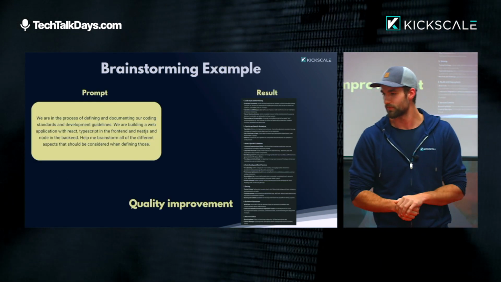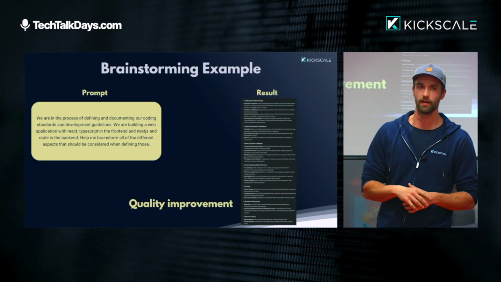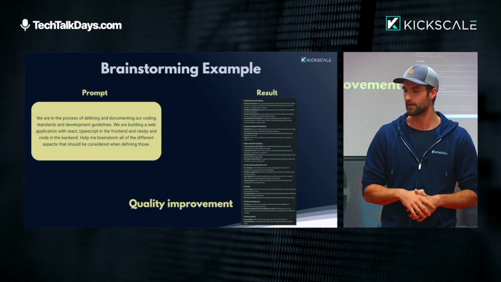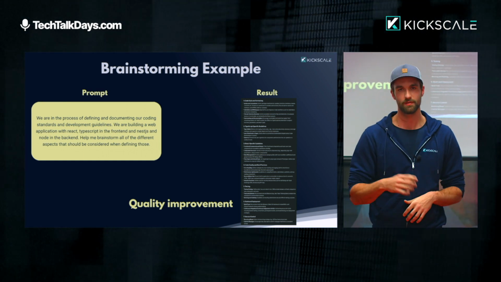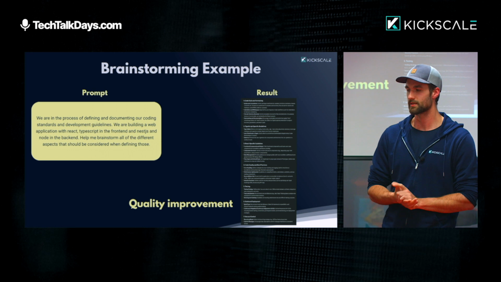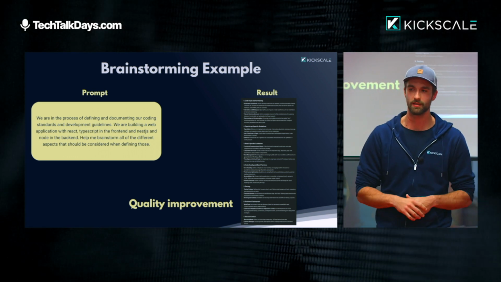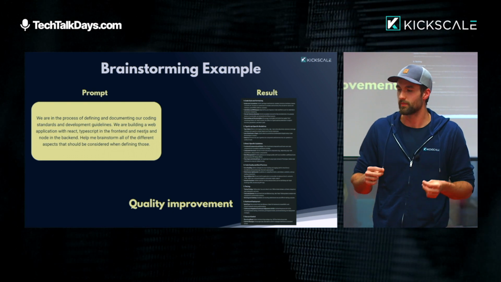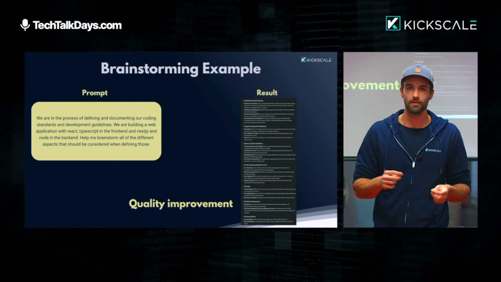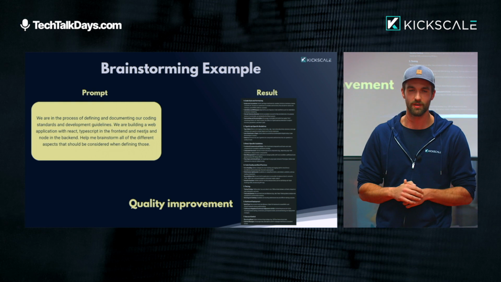Now, a real life example from here: we've been recently building up or expanding our coding standards. I told it, all right, we're in the process of defining and documenting our coding standards. We are using React TypeScript and we are using Node and NestJS in the backend. What might be some aspects that I need to consider when I'm building up a professional coding standard definition?